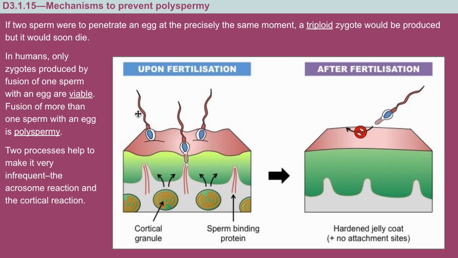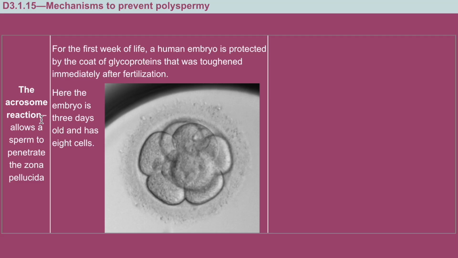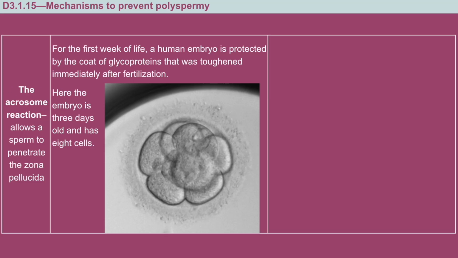Now remember that if 2 sperm were to penetrate an egg at the same moment, a triploid zygote would be produced and it would soon die. It is inviable. So it is very important that only a single sperm can penetrate the egg. So let's talk about the 2 reactions that occur to make sure that this is what happens. Now, first up, the sperm has to get in. That's going to happen from the acrosome reaction.